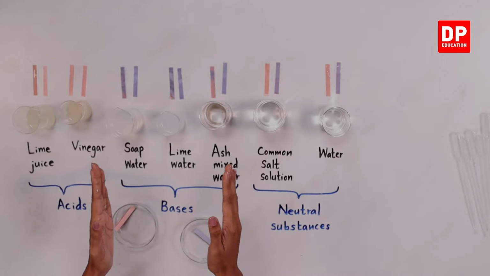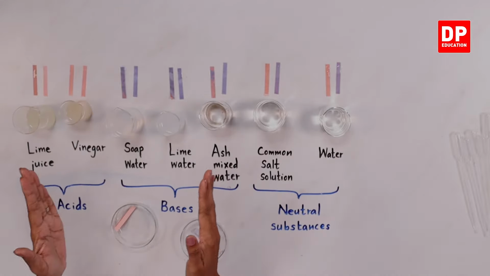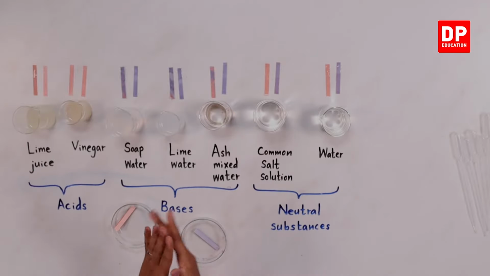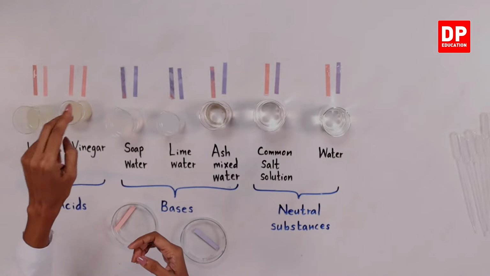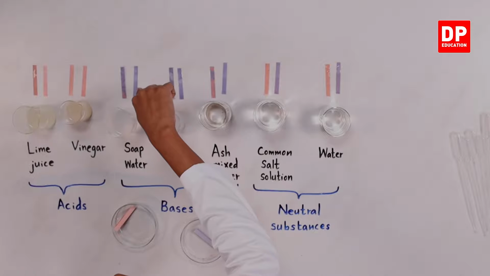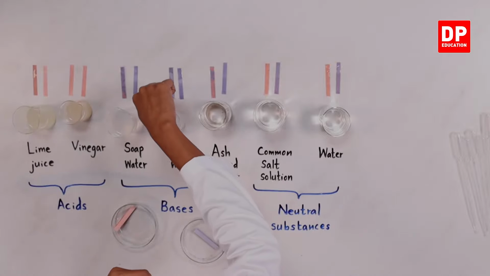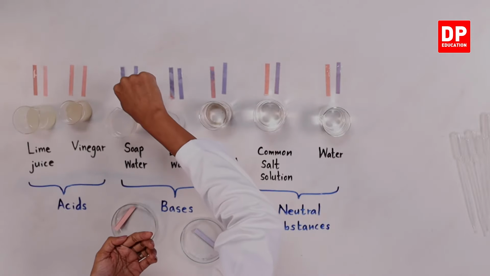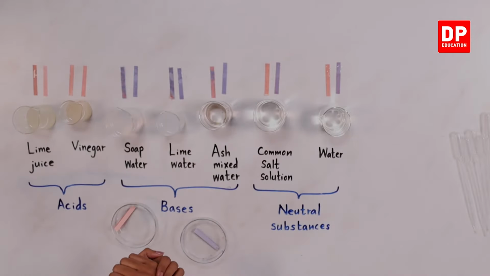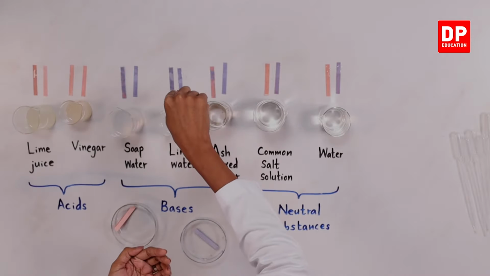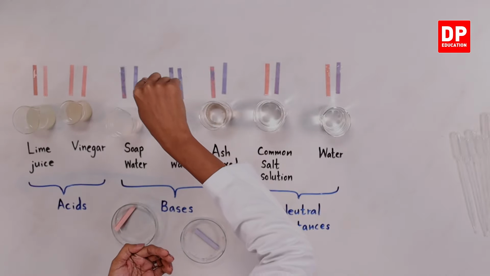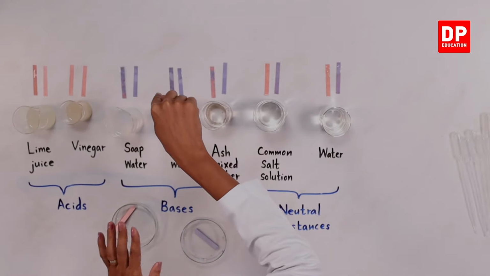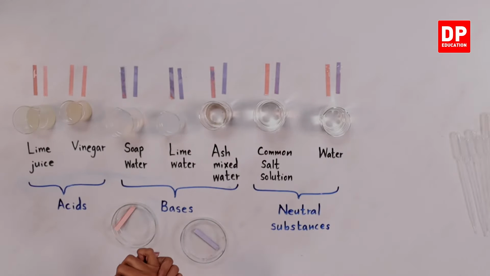What about these bases, children? We use 3 bases: soap water, lime water and ash mixed water. So what happens? Blue litmus, this was the initial color. It is still blue in color. What happened to the red litmus? Red litmus also turns into blue color. Okay, lime water, that is also again red litmus turns into blue color, but blue litmus no color change.